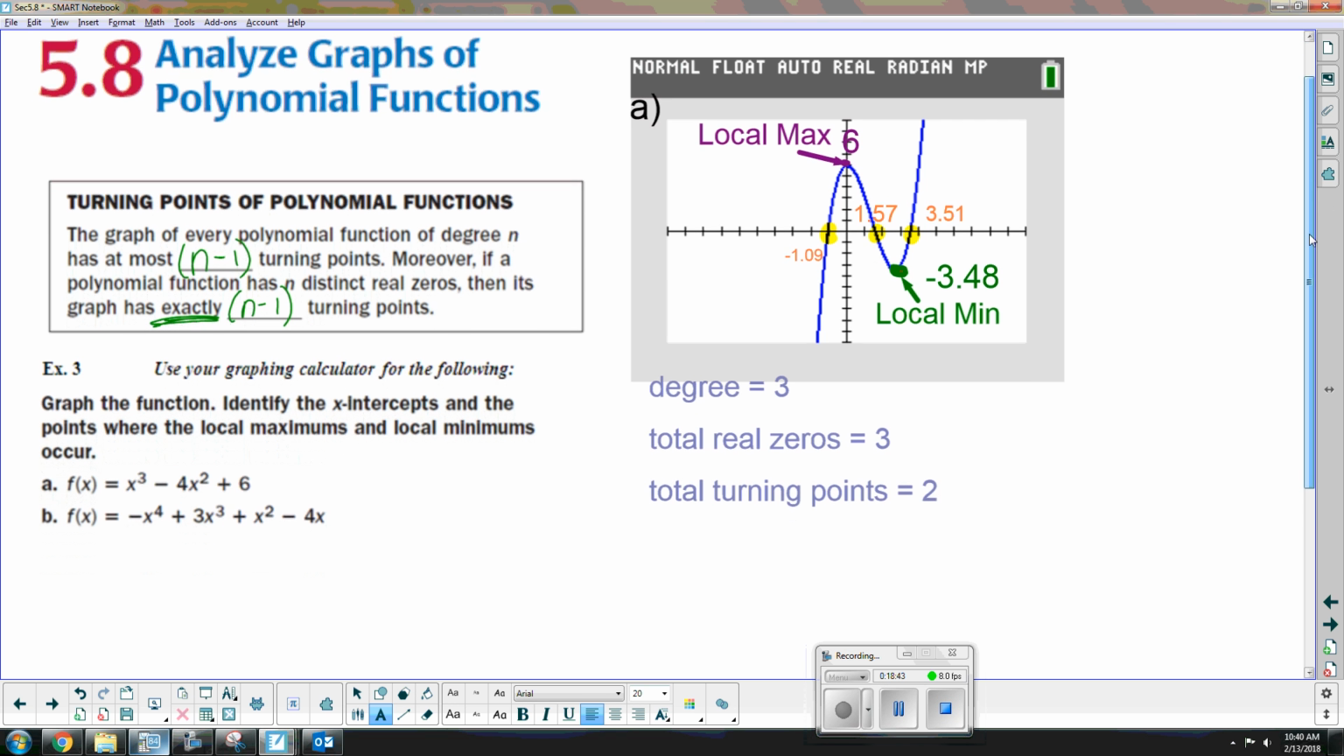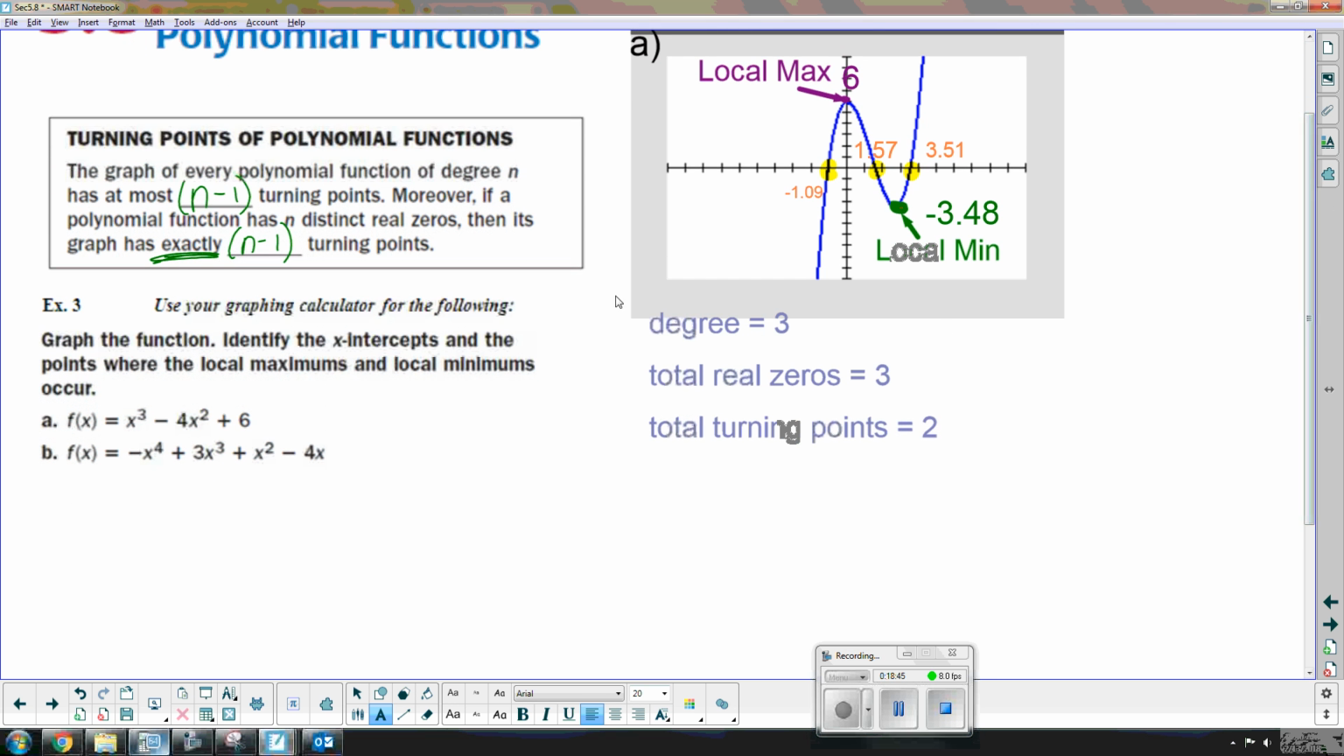And then you'll do the same thing with the second function. Okay, now if you look at the second function, it has a degree of 4. That means you should see 3 turning points, 4 zeros. And again, depending on the end behavior of your function, you'll either have 2 maximums and 1 minimum, or 2 minimums and 1 maximum.